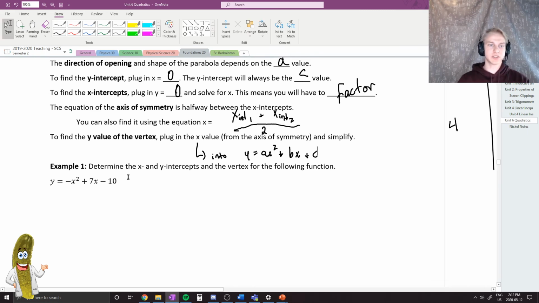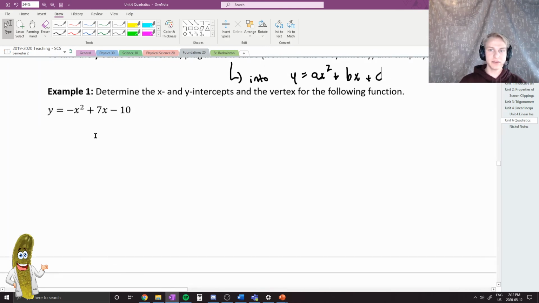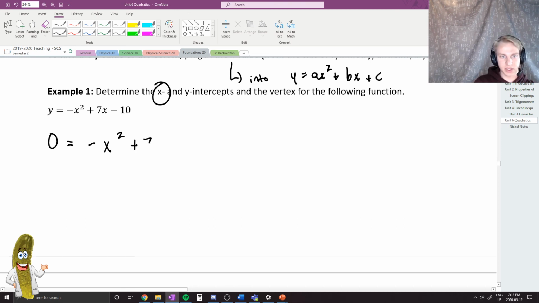So the goal here is we want to determine the x and y intercepts and the vertex for the following function. And so in order to determine the x-intercept, we need to do that first. We need to set y equal to 0. So we have 0 is equal to negative x squared plus 7x minus 10.